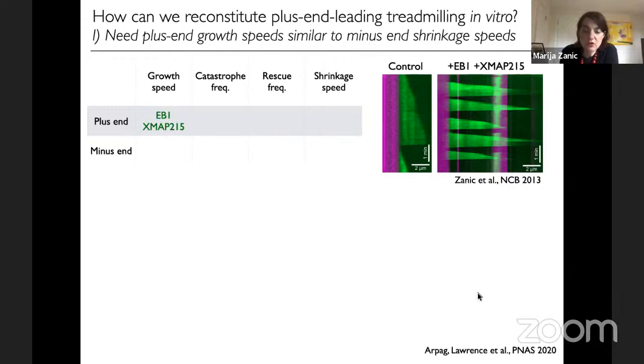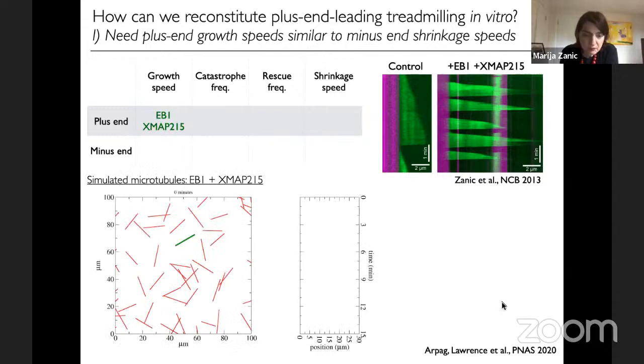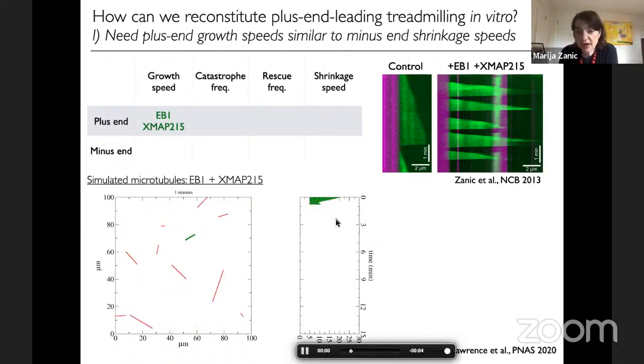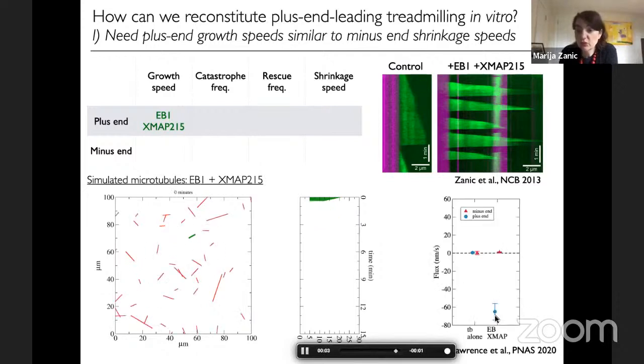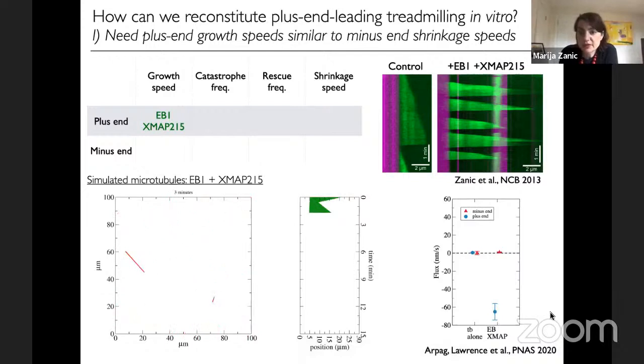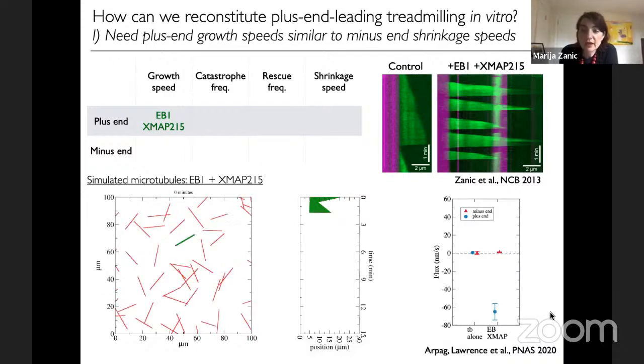So now we simulate, we add these two proteins in our in silico assay. And this is a seedless assay, so microtubules can depolymerize completely. And this is indeed what happens. What we see is that even though we are achieving these very fast plus end growth rates, when catastrophe happens, microtubules depolymerize. And in the end, we actually end up with a large and negative flux at the plus end. So clearly what we're missing, what we need is a component that will prevent depolymerization.